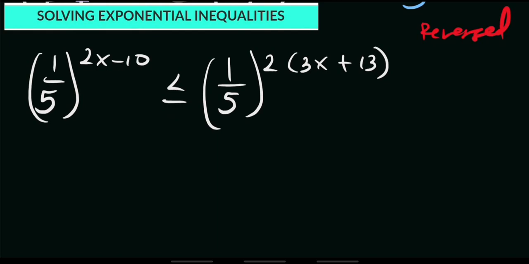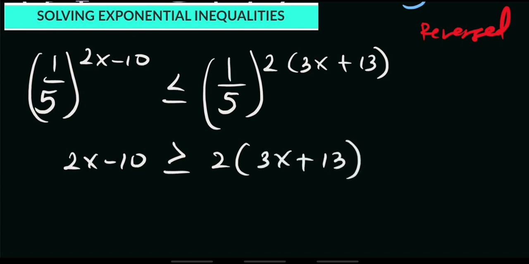So, let's copy our exponent. We have 2x minus 10. And then, from less than or equal to, we need to use greater than or equal to symbol. Okay? And that is 2 times 3x plus 13. And then, that's it. So, simplify lang natin to. Combine natin yung like terms para masolve natin yung value of x. Right? So, let's distribute the value of 2 kay 3x.